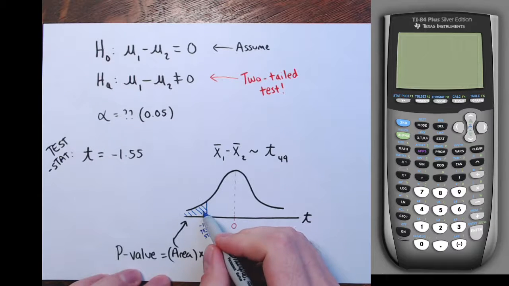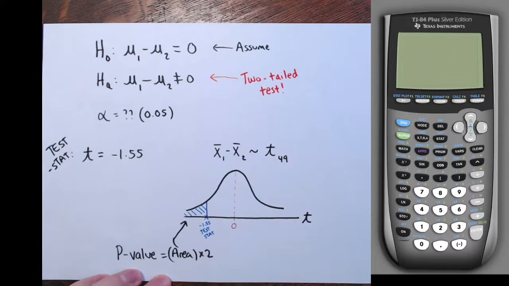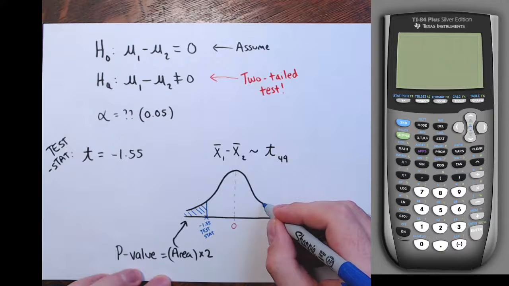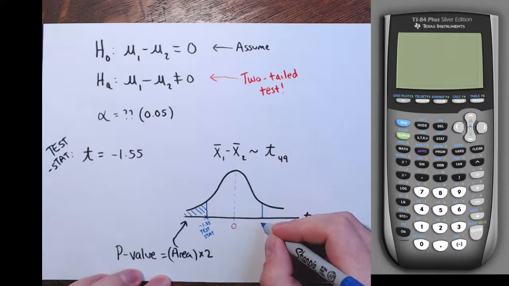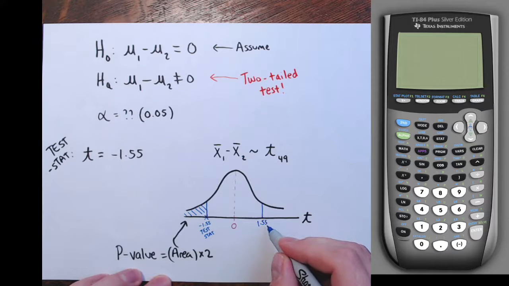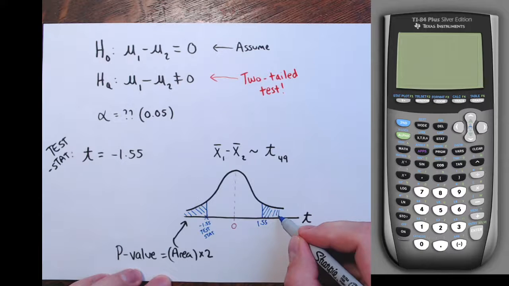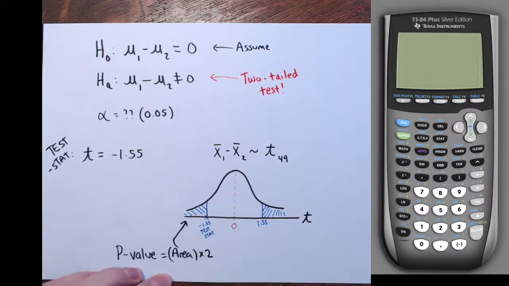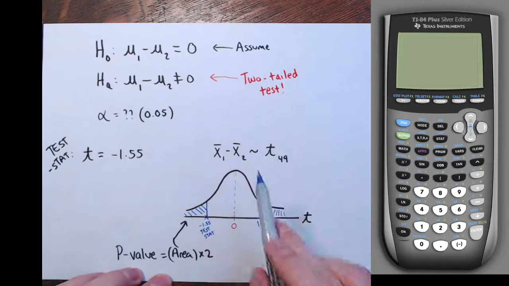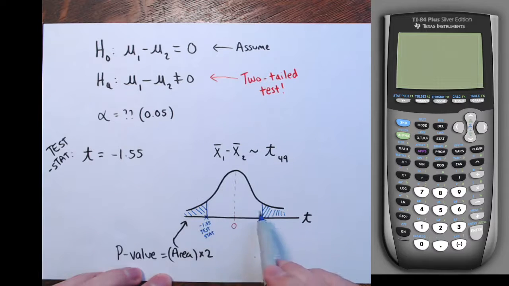I find the area to the left of negative 1.55, my test statistic, and then the doubling could be the same as this. I look at the positive 1.55, the positive version of my test statistic, and find the area of the right tail as well, right? The area to the right of that, and get my two tails. And both these areas combined make the p-value.